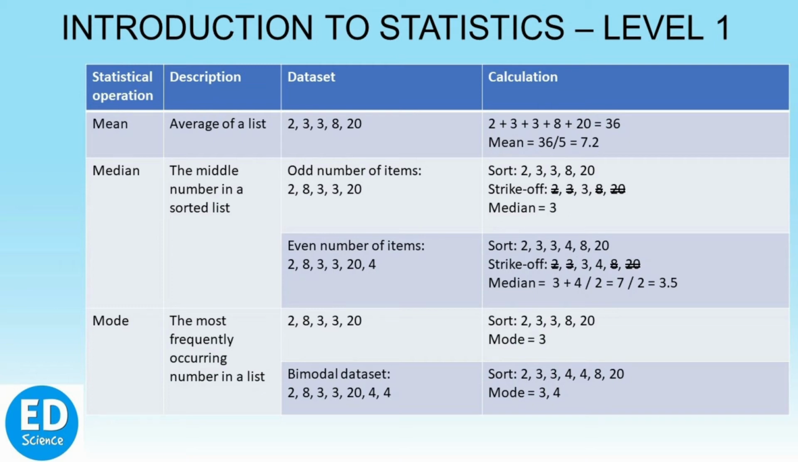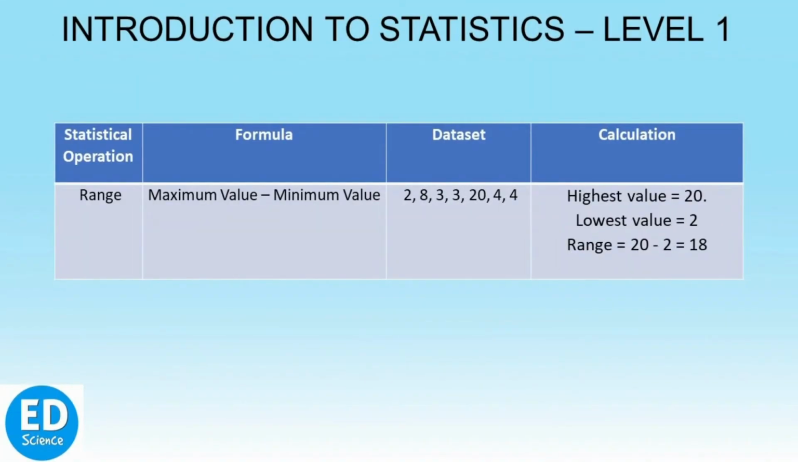But if there is more than one frequently occurring number, then both the numbers are the modes. In our last row here, we see 3 and 4 both occurring an equal number of times, so we have a bimodal data set. Now let's check what is the range of our data set. Range is the difference between the maximum value and the minimum value. In our data set, the highest value is 20 and the lowest is 2. Their difference is 18, so 18 is the range of our data set.